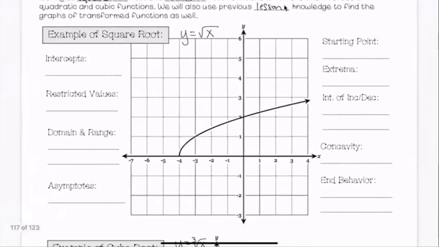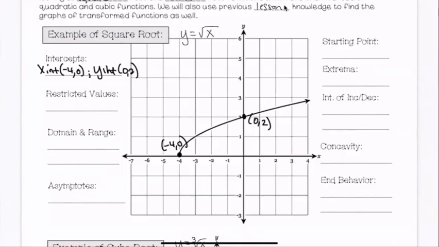Perfect. Let's go through the words. We have intercepts, restricted values, domain and range, asymptotes, starting point, which is our one new word here, extrema, intervals of increasing and decreasing, concavity, and end behavior. So talking about intercepts, the first thing we're talking about here is our x and our y intercepts. I'm going to mark those right here. We have an x-intercept at -4 and a y-intercept at 2. So the x-intercept is (-4, 0). The y-intercept is (0, 2).